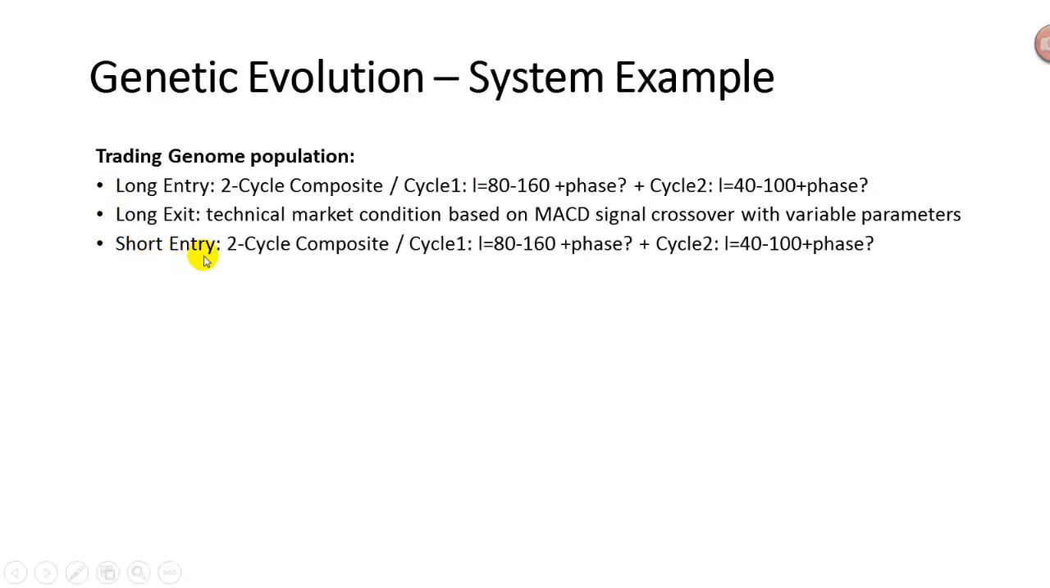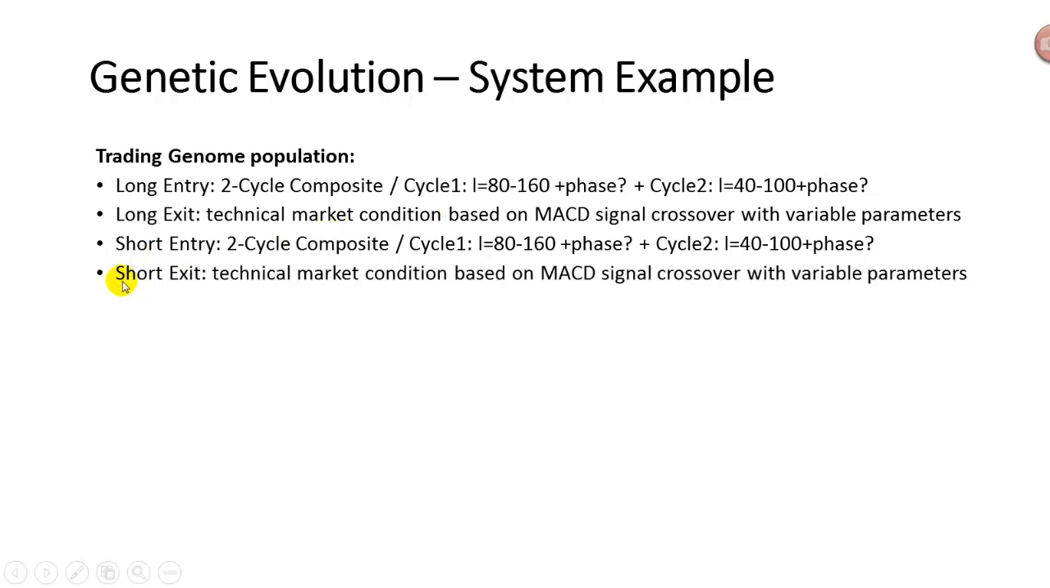For a short entry, we use another 2-cycle composite. Again, we use a long-term cycle here between 80 and 160 bars with variable phase, and a shorter term cycle on top of that. The short entry composite means that the tops of these 2-cycle composites will be used to go short the market. We use the short exit signal by the technical market condition on the MACD with signal crossover and variable parameters, which means the genetic algorithm will mutate and cross over the genes of the variables of the MACD to find oversold markets and then exit short signals.